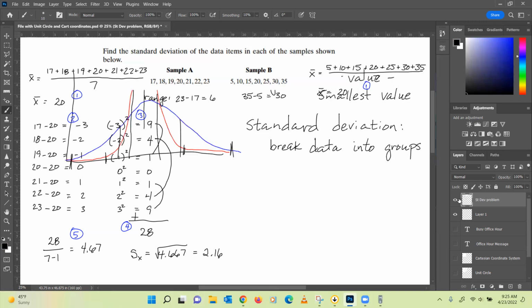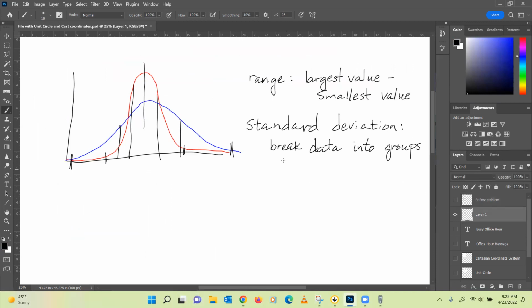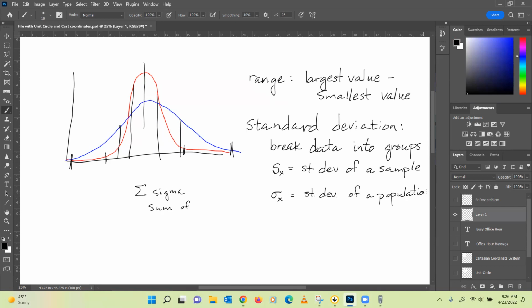Oh, I should also mention, let me come back here to this slide. The notation for standard deviation, and I just told you we're going to use S sub x. That is the standard deviation of a sample, which is what we are doing in this class. Sometimes you'll see this little sigma. Remember, we had uppercase sigma, which meant sum of, when we're adding things together. This is lowercase sigma, and that is the standard deviation of an entire population. And we will not be using that in this class. We will be using the S sub x.